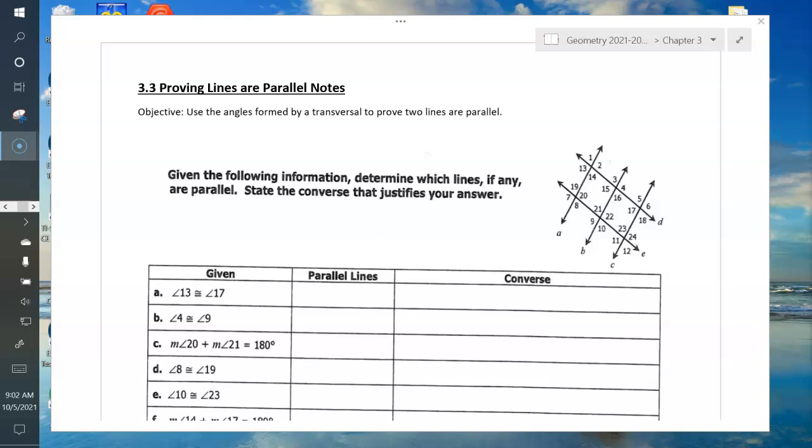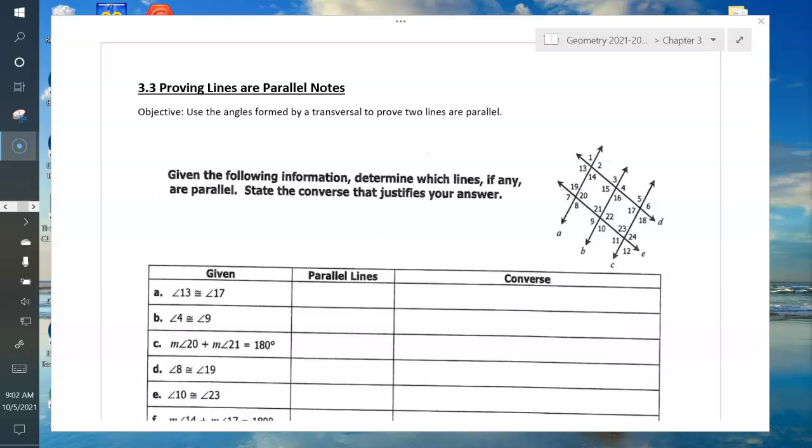So in 3.2 we started knowing that the lines were parallel and then we could make conclusions about their angles. For instance, we knew that alternate interior angles were congruent. Today we're going the other way. We're going to start with knowing about the angles and using that to prove that the lines are parallel.